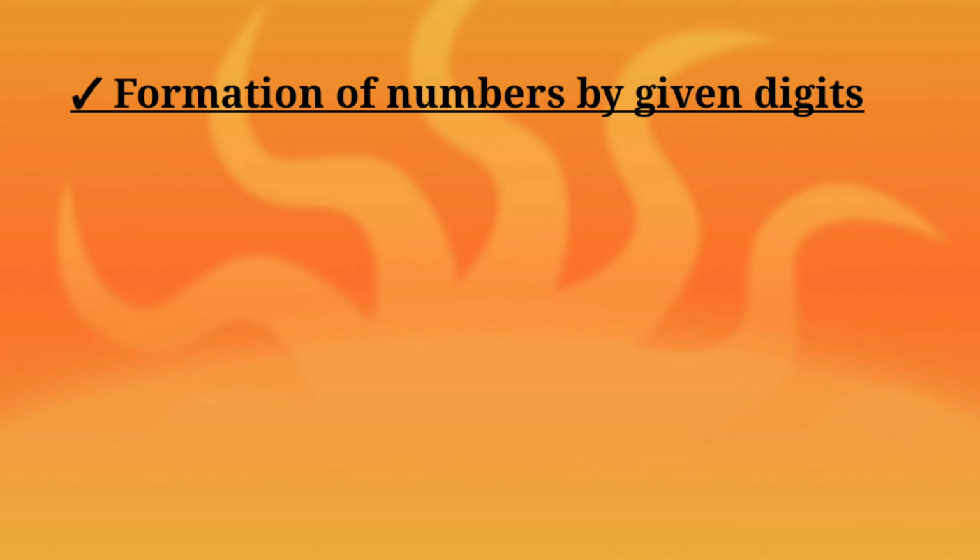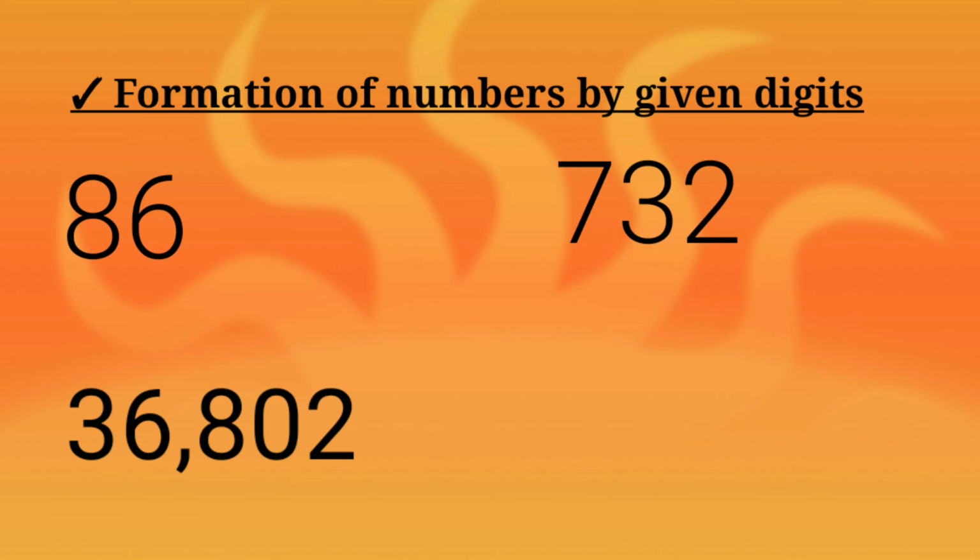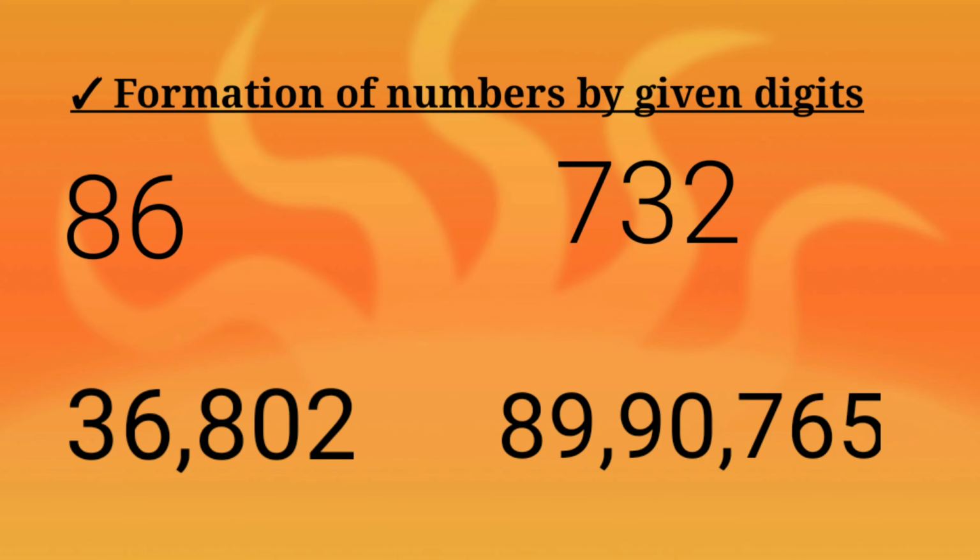Now, let us talk about making numbers. How do we make numbers? Numbers are nothing but arrangements of digits. When you interchange the order of digits, you make new numbers. Let us look at a few examples. On the screen, you can see some numbers. Here, the first number is 86. It is made up of two digits, 8 and 6.